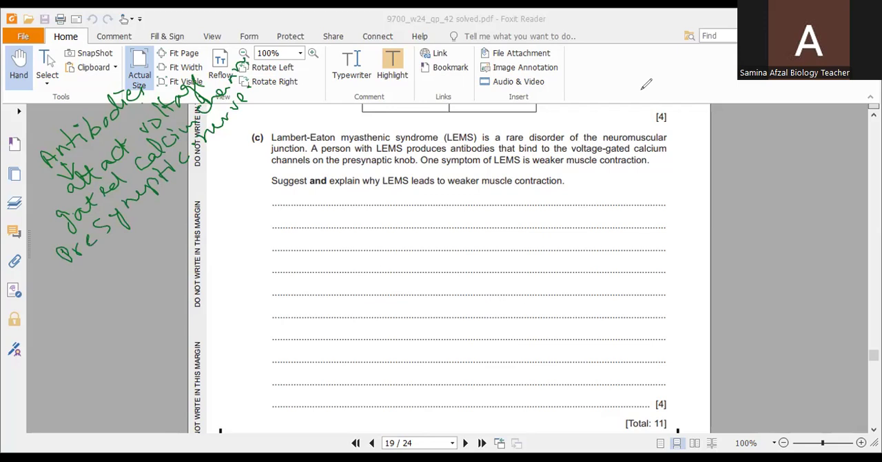So, students, when a nerve impulse, an action potential, reaches the presynaptic terminal, it causes these voltage-gated calcium channels to open. The opening of these channels allows calcium ions to flow into the presynaptic terminal. The influx of calcium ions triggers the fusion of synaptic vesicles containing acetylcholine with the presynaptic membrane. This fusion leads to the release of acetylcholine into the synaptic cleft. Acetylcholine then diffuses across the synaptic cleft and binds to acetylcholine receptors on the postsynaptic membrane. This binding initiates a series of events that ultimately leads to muscle fiber contraction.